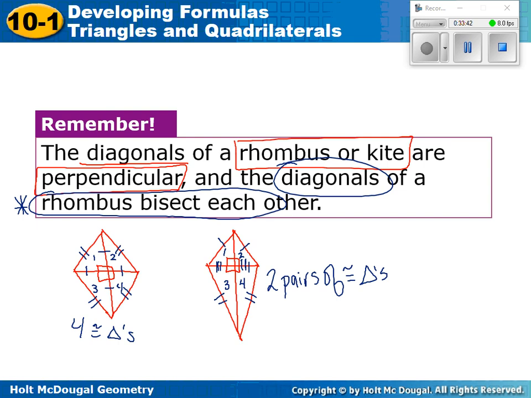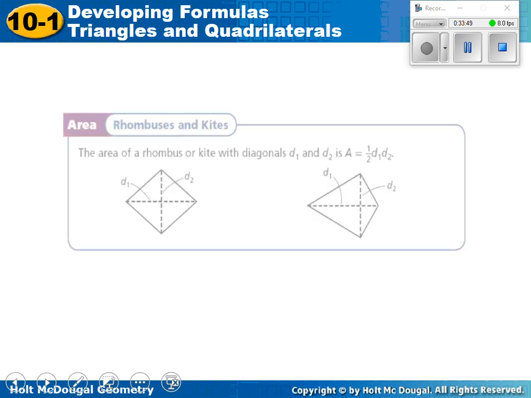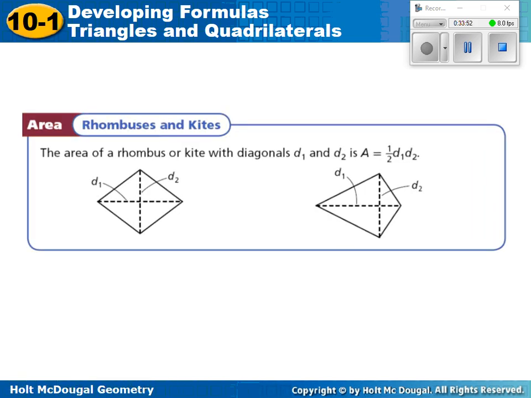The rhombus and the kite, though, have the same formula from here if we're talking about the diagonals. So your formula for a rhombus and a kite is area equals 1/2 D1 times D2. That's diagonal 1 times diagonal 2. 1/2 D1 times D2. Most missed formula besides the circle.